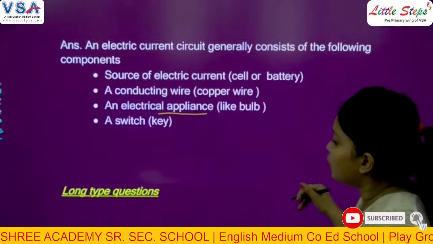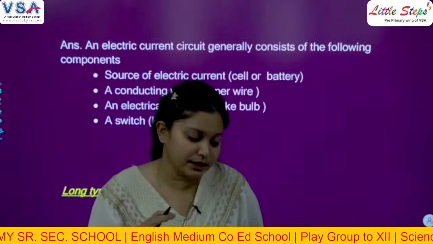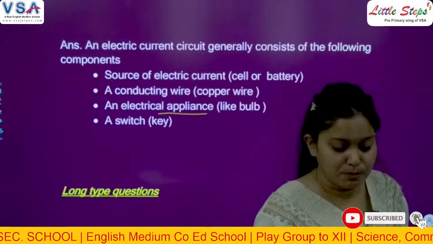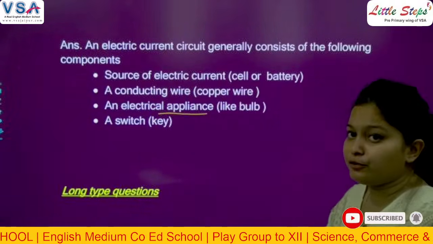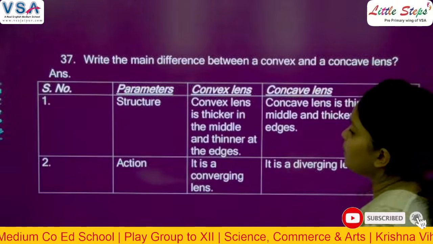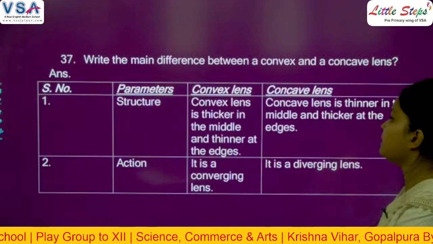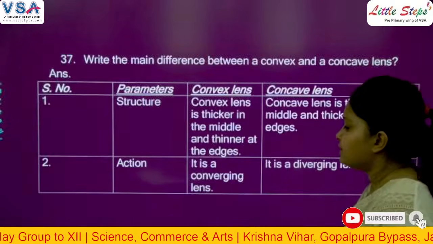These are the short type questions. These are going to be very important from the exam point of view. And lastly, we have long type questions. Question number 37 is to differentiate between convex and concave lens. Of course, this is important.